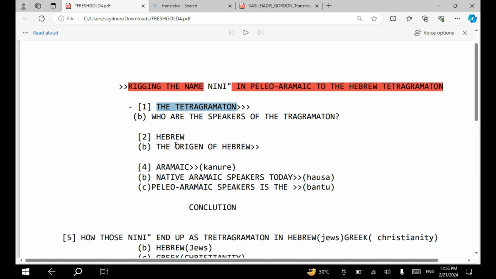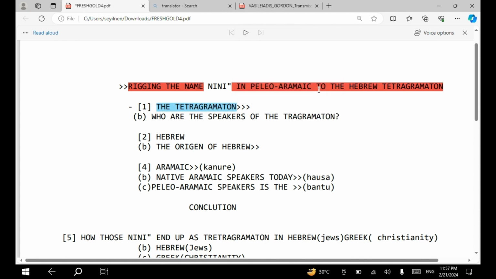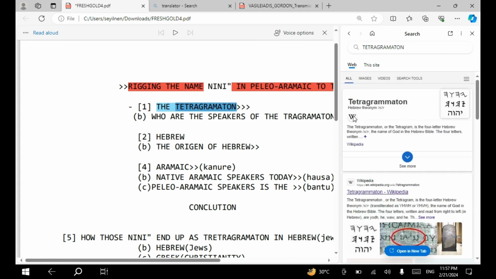What is the Tetragrammaton? And what do we mean by this Tetragrammaton? This Tetragrammaton is what the entire world is serving. Either you be Christian, either you be Muslims, either you be Judaism, you're all under this Tetragrammaton. And right now we are going to look at the Tetragrammaton. Right? Let's look at this. What is the Tetragrammaton?